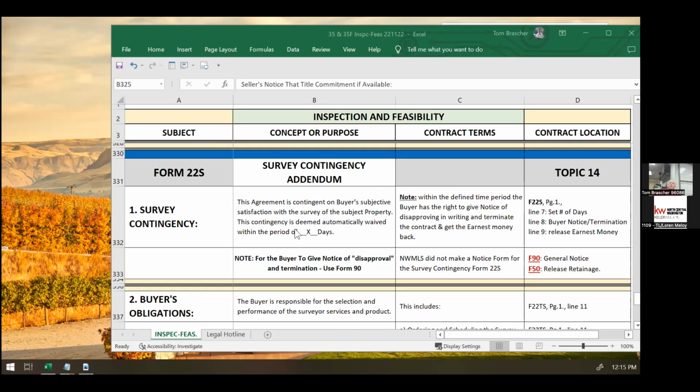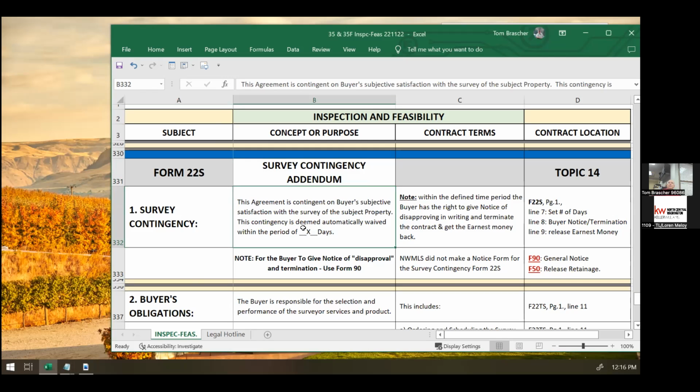Another one that's interesting that I haven't seen used very often, but is here. Again, we have to look out for Form 22LA. It addresses survey. We don't want to double up on it. There isn't a disclaimer in this form like the other one. And this form only states right out of the chute that it's contingent on the satisfaction of the buyer for the survey, but also that the buyer is going to pay for the survey.